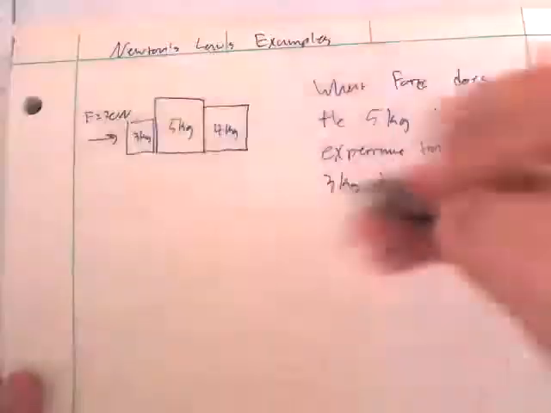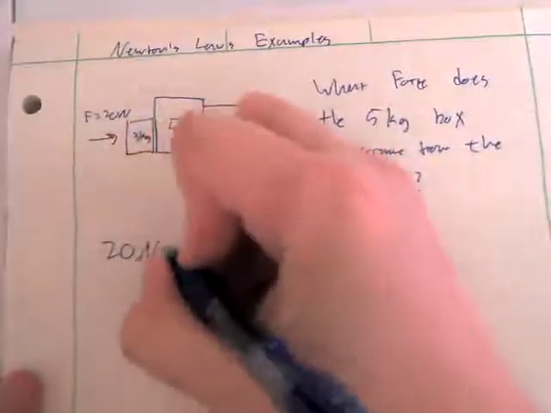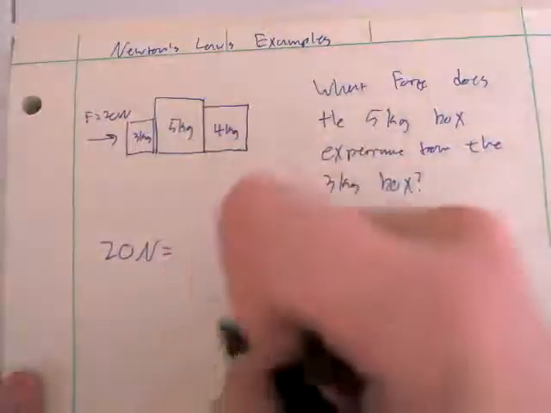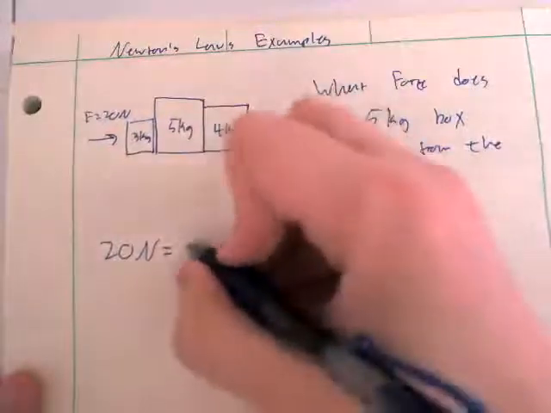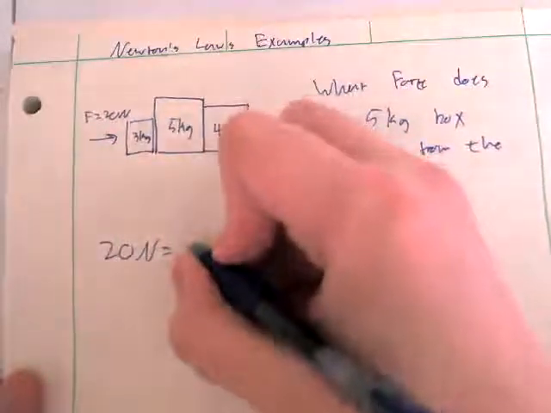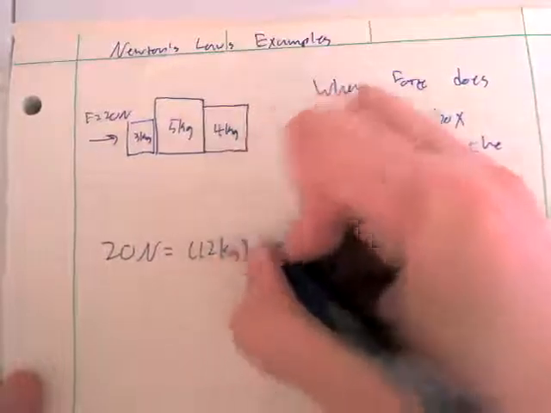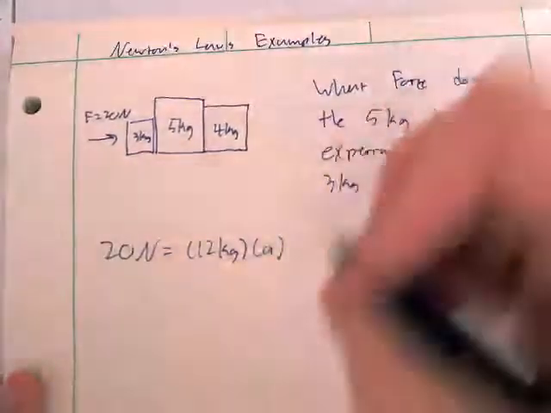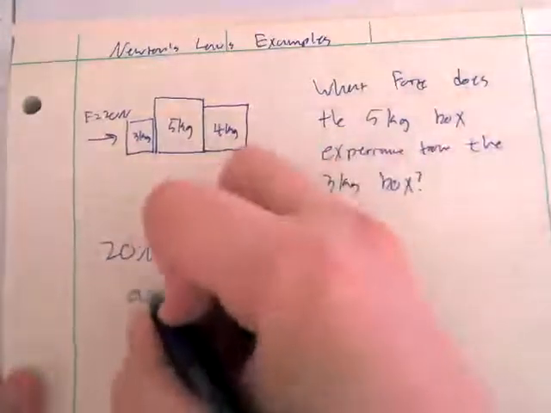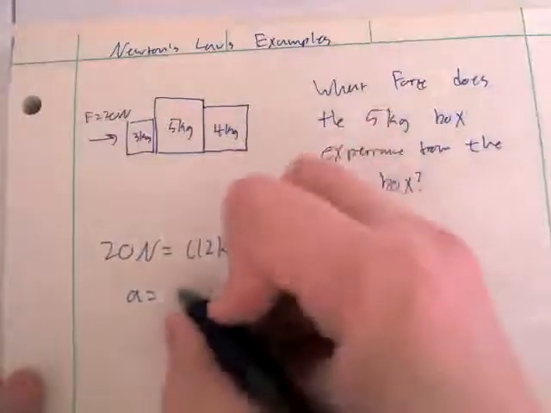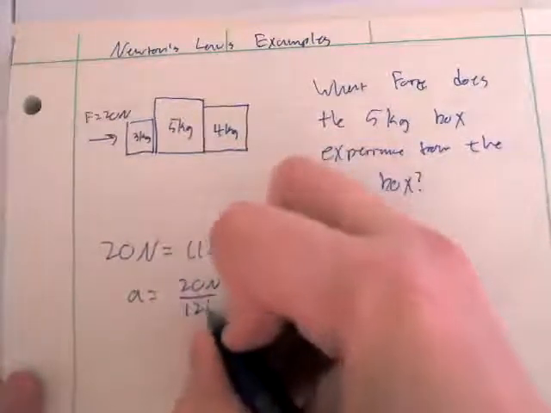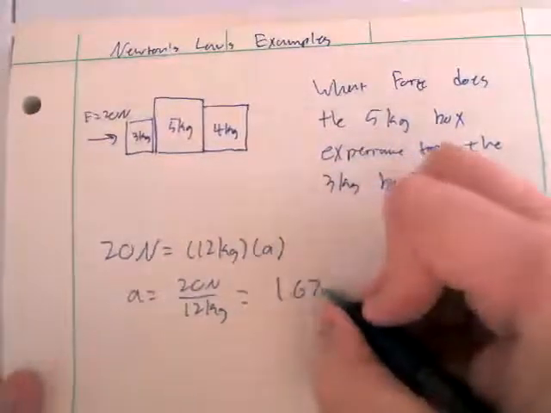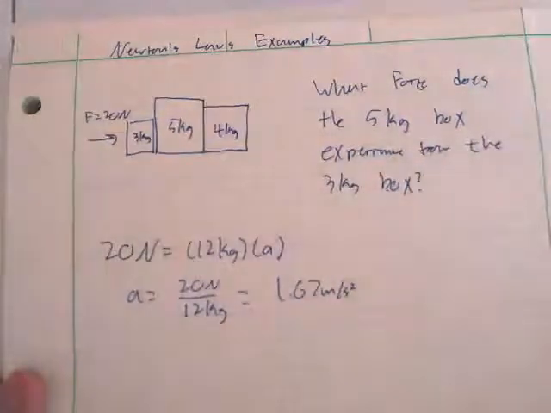So we have a 20 newton force being applied to this 12 kilogram object. We have 3 plus 5 is 8, plus 4, 12 kilograms. So we have F equals ma: 12 kilograms times a, the acceleration. We can very simply solve for the acceleration of all of these boxes together. So a is just 20 newtons divided by 12 kilograms, which ends up with an acceleration of 1.67 meters per second squared.